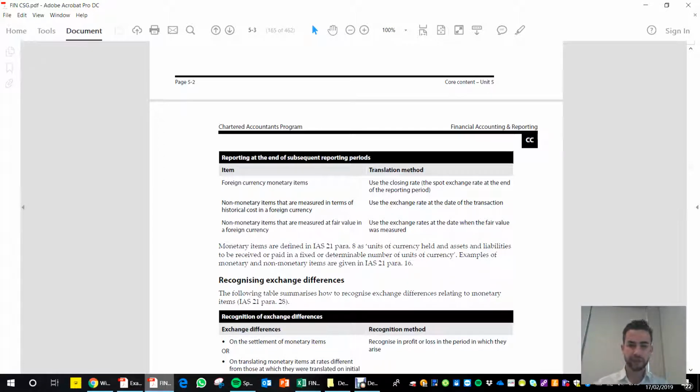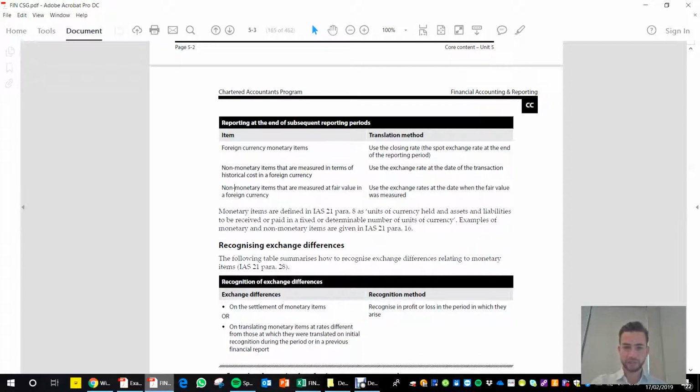And there's three sections that they've categorized. So foreign currency monetary amounts. In this case, trade receivables would fall under this category. And then you'd use the closing rate, i.e. the spot exchange rate at the end of the reporting period. So in this example, we're using a trade receivables account, which is a foreign currency monetary item. And you would use the spot exchange rate between Australia and New Zealand at 30 June to revalue it.